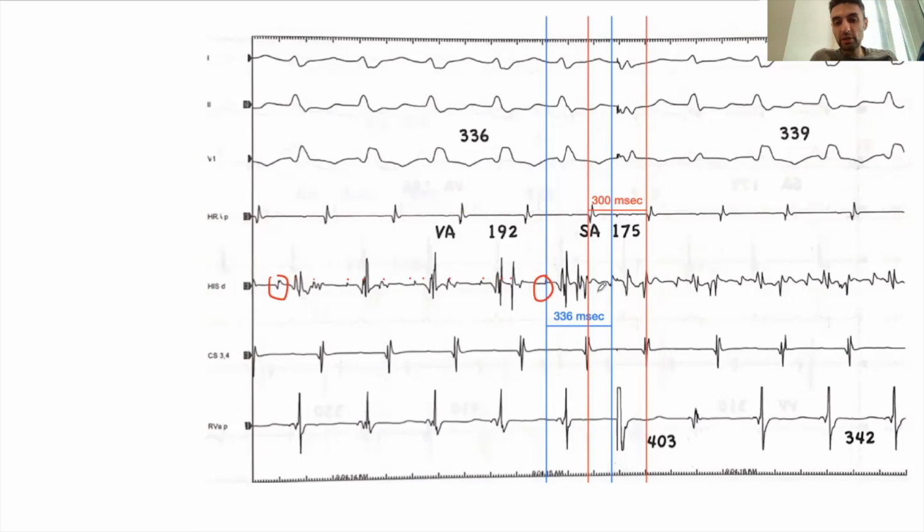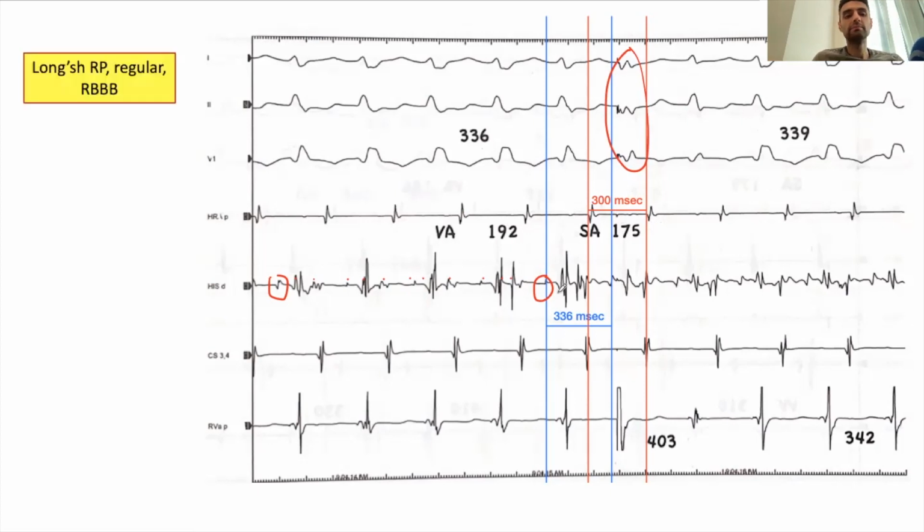So the H to H interval: this is your next expected H, and this is your antegrade H that came on time at 336 milliseconds. You delivered a stimulus just after the His. So again, it's a His refractory PVC that resulted in a fusion complex, narrow complex, with resetting of the tachycardia to 300 milliseconds versus 336.